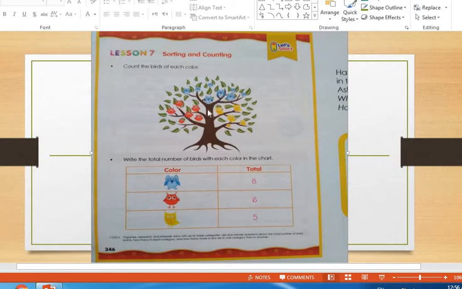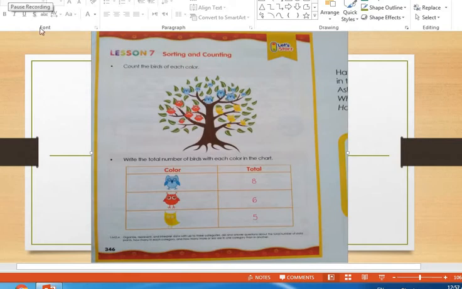Which color has the least birds? The yellow color. Here I have just 5 yellow birds. Which color has the most birds on this tree? The blue color. Excellent. The blue color, that is 8 birds.